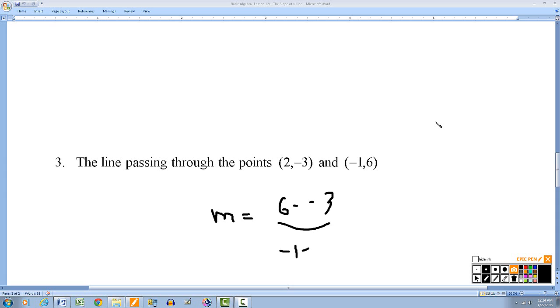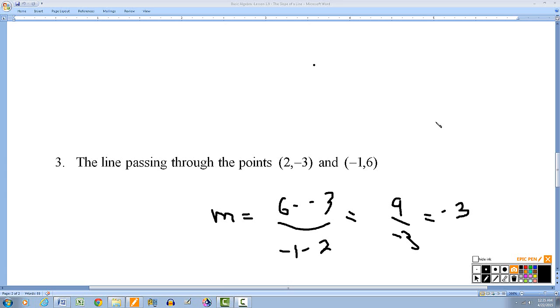So 6 minus a negative 3, that would make it a plus 3. So that would be 9. Negative 1 minus 2 is negative 3. 9 divided by negative 3 is negative 3. So the slope of this line is negative 3. So again, this is one that comes down. It slants in this direction.